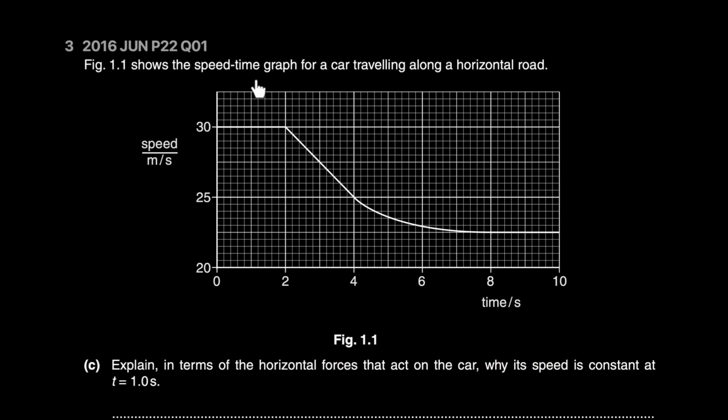The figure shows a speed time graph of the car traveling along a horizontal road. Explain in terms of the horizontal forces that act on the car why its speed is constant. Why do you think? Well, look at it. The speed is 30 for all of the 2 seconds the graph is showing. It's 30 for all times. But how do we explain it? Well, the gradient of the graph, or the slope, is 0. It's horizontal, implying there is no change of speed. So let's put that into words.